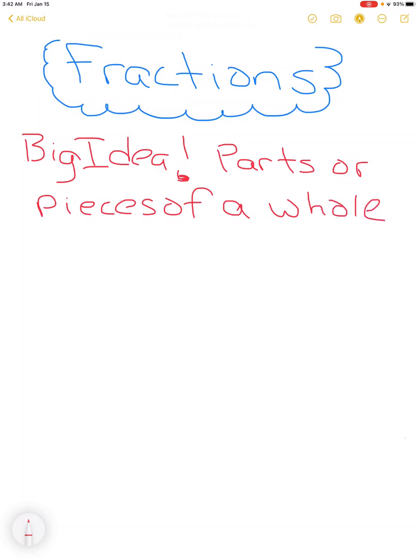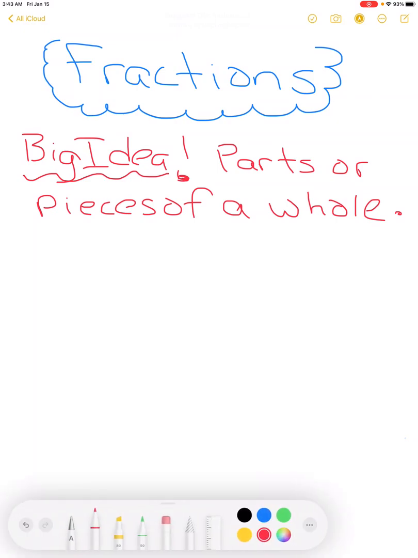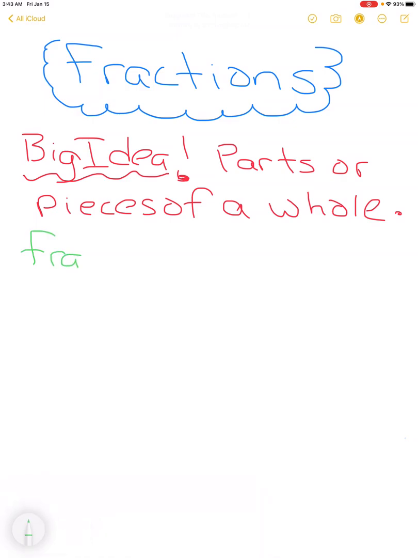It can be a whole shape, a whole number, a whole candy bar that you break into pieces. But the big idea here is that fractions are parts or pieces of a whole. I want you to write that down. Very good. Good job. I want you to think of fractions as smaller than the number 1. So fractions are smaller than the number 1.